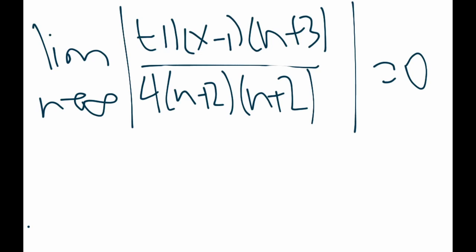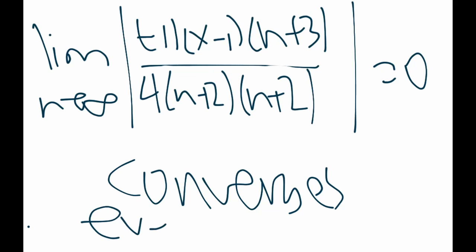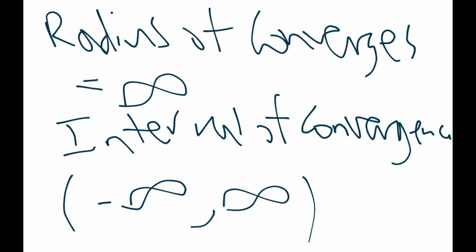We get the limit as n approaches infinity of the absolute value of negative 1 times (x minus 1) times (n plus 3) over 4 times (n plus 2) times (n plus 2), which equals 0. Therefore, this series converges everywhere. Since the series converges everywhere, the radius of convergence equals infinity, and the interval of convergence is from negative infinity to infinity.